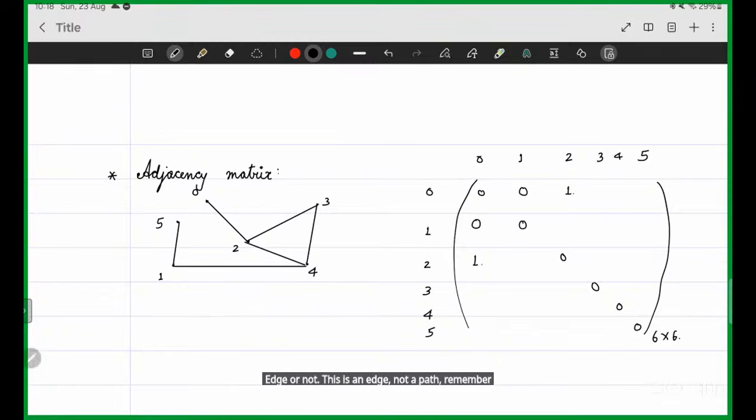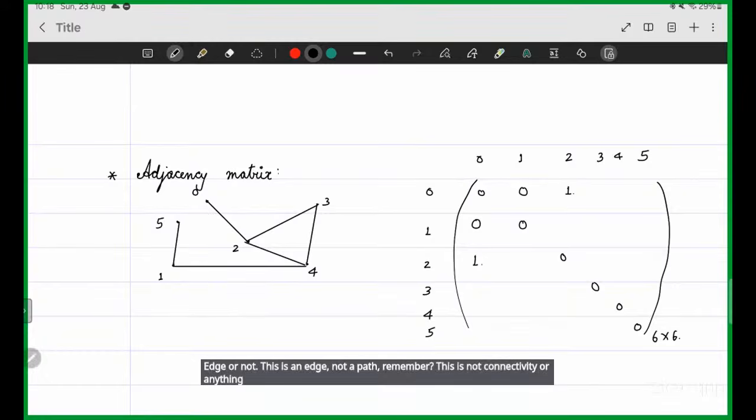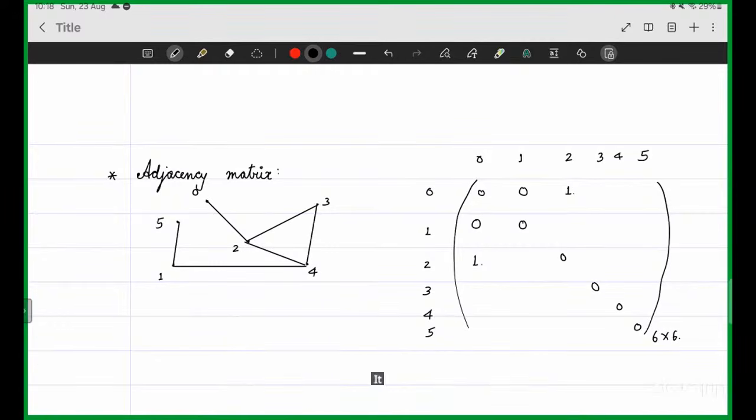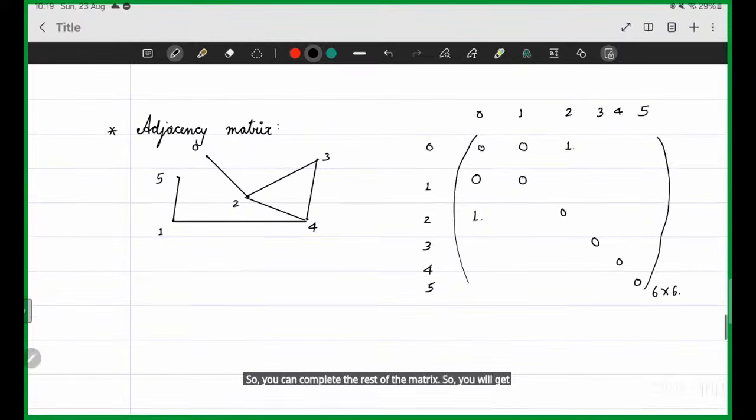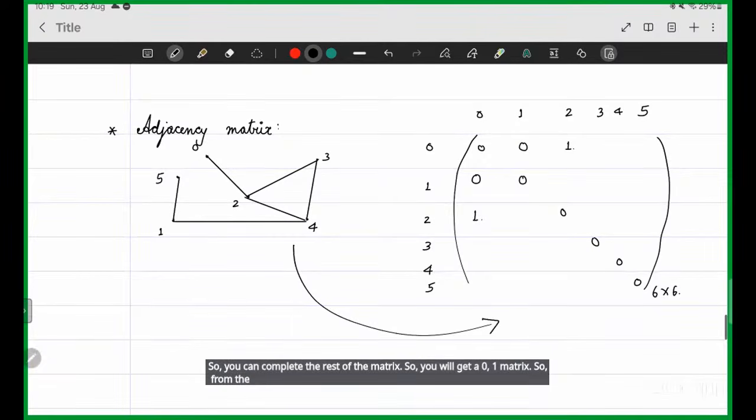This is an edge, not a path. Remember, this is not connectivity or anything. That also comes from the adjacency matrix later, but for now it is just an edge. It detects the existence of an edge between vertex I and vertex J, the ijth entry. So you can complete the rest of the matrix. You will get a 0, 1 matrix. So from the graph to the matrix, you know how to do.